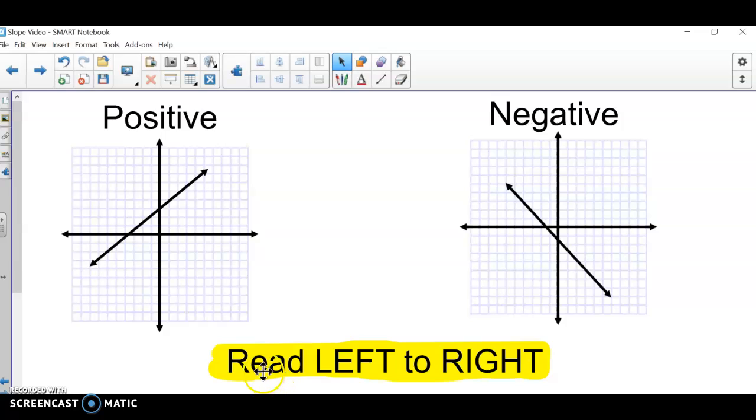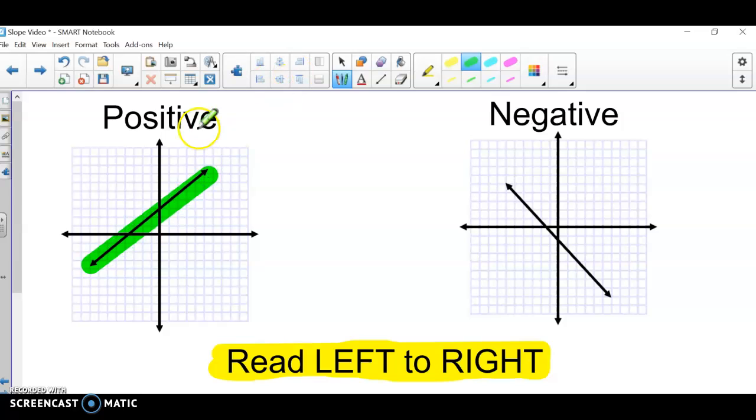is look at the graph and read it from left to right. So remember, you're going to take your highlighter and we're going to start on the left side of the graph and look at our line that's there for us. And we're just going to highlight it going from left to right. And as you're highlighting, you're asking yourself, are you moving up or are you moving down? For a positive slope, you're going up left to right.